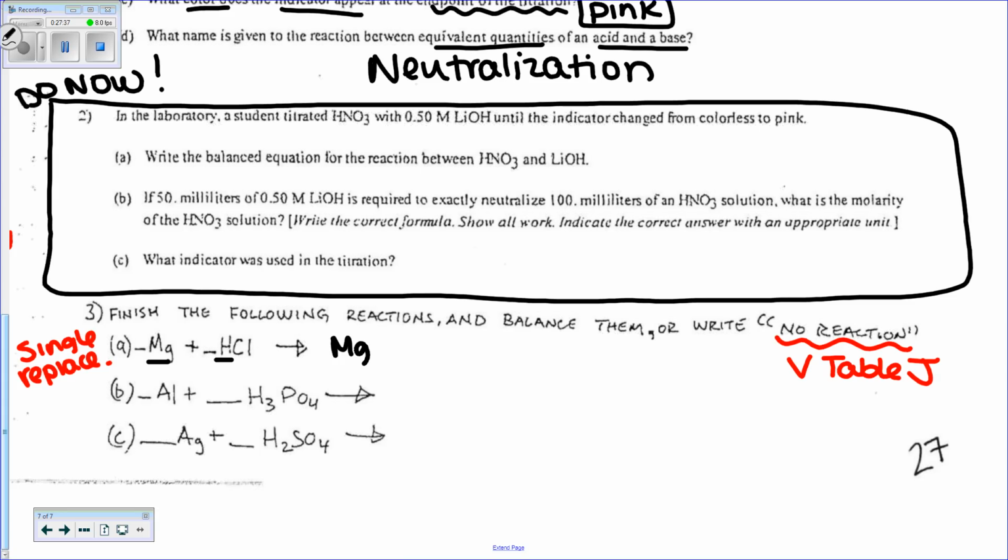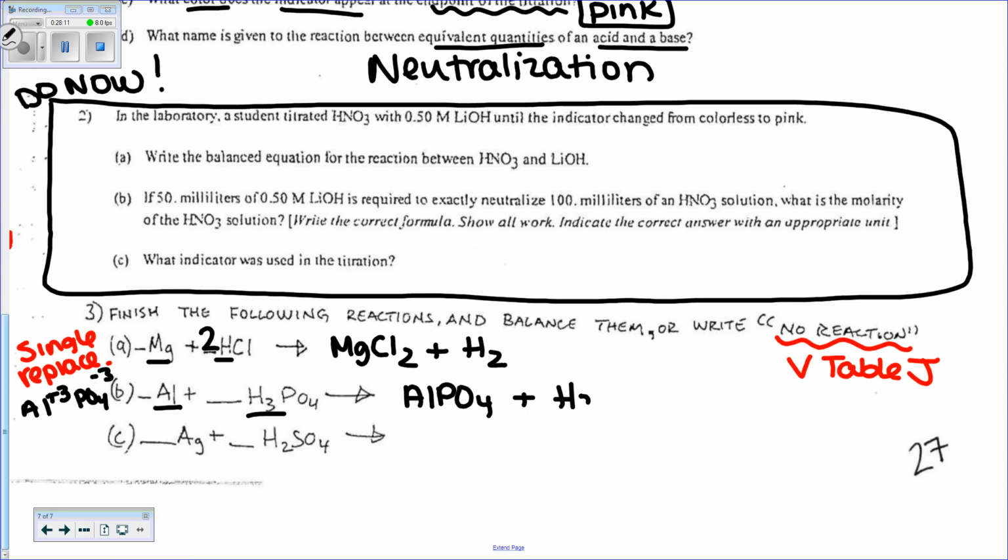So I get MgCl2. And I will form H2 gas. I will need a 2 to balance that. If I look at table J, I'm also looking, is Al higher than H? Check it out. Yes, it is. Al, I'll do it over here. Al is plus 3. PO4 is minus 3. So if I crisscross, they go away. So my salt will be AlPO4 plus, I got to make H2 gas. I always make H2 gas when I have a metal and an acid.